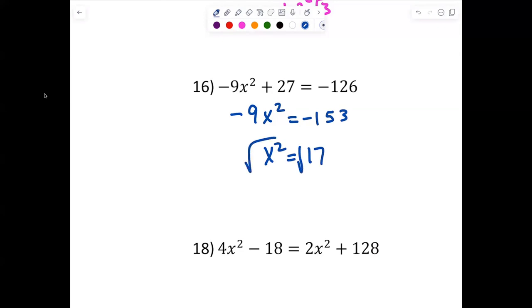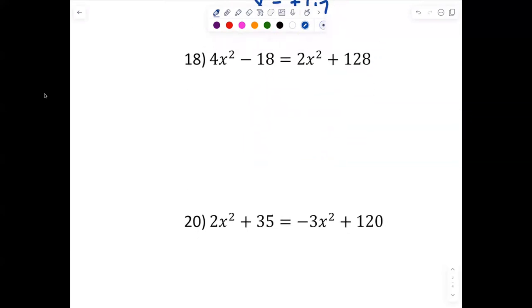That's right. Take the square root. Can we take the square root of 17? So we say, yep, plus or minus square root of 17. Anybody else? Nobody?